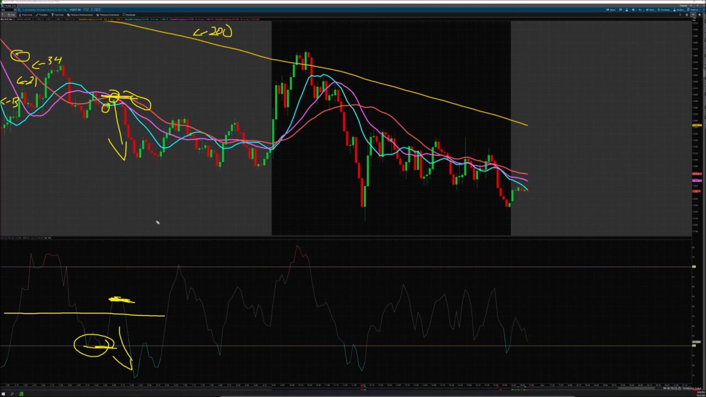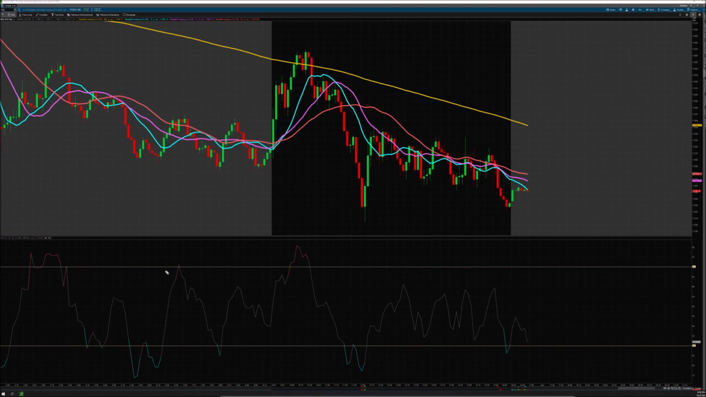So indicators could give you a perspective of how things are gonna play out before they play out. But also having confirmation on something like this, or here when it's overbought there.